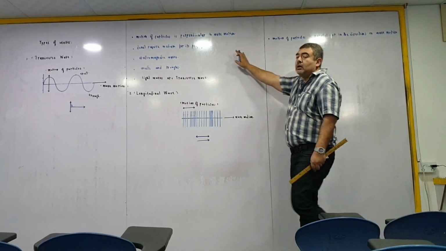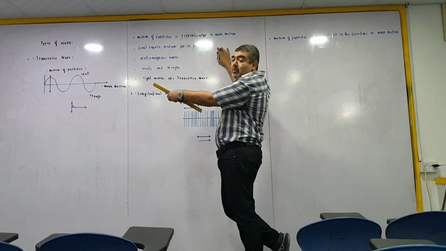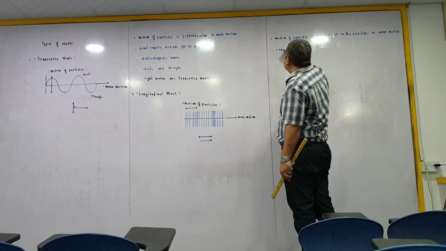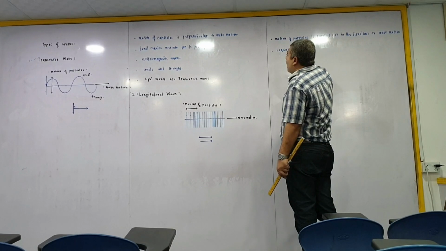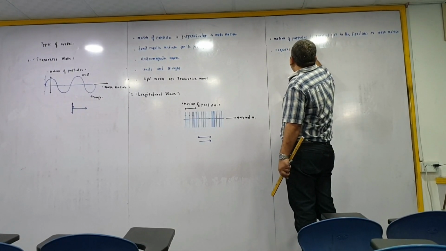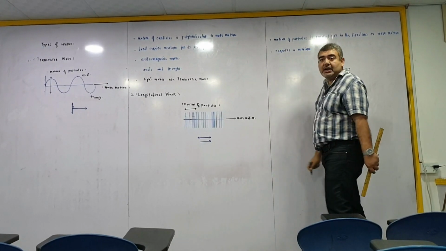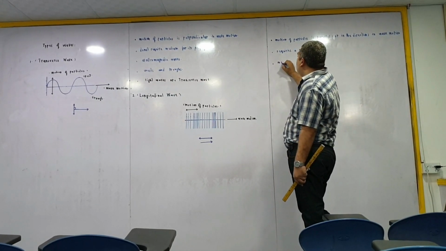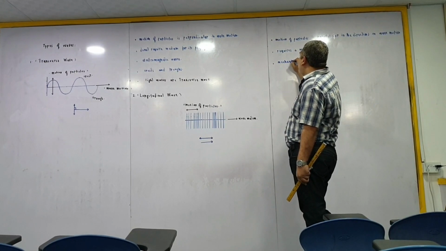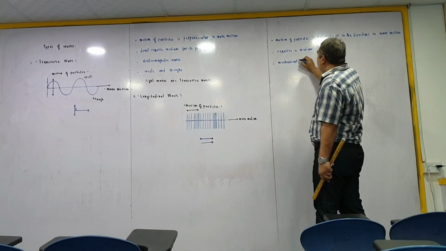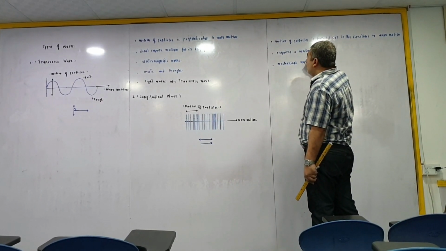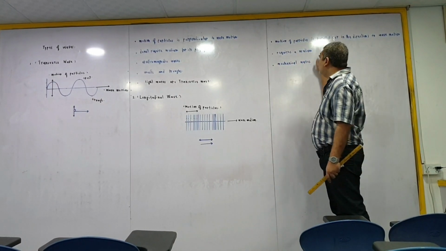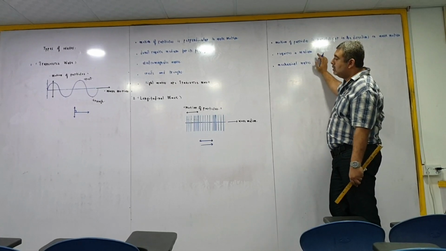Second, transverse waves do not require a medium, but longitudinal waves require a medium for their propagation. Why do they require a medium for their propagation? Because they are mechanical in nature. So we may say that longitudinal waves are mechanical waves. Why are longitudinal waves mechanical? Because they require a medium for their propagation.